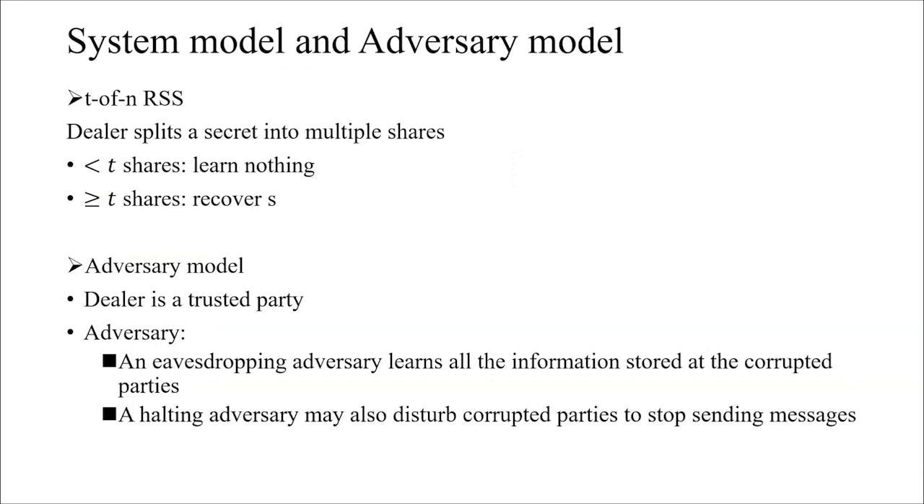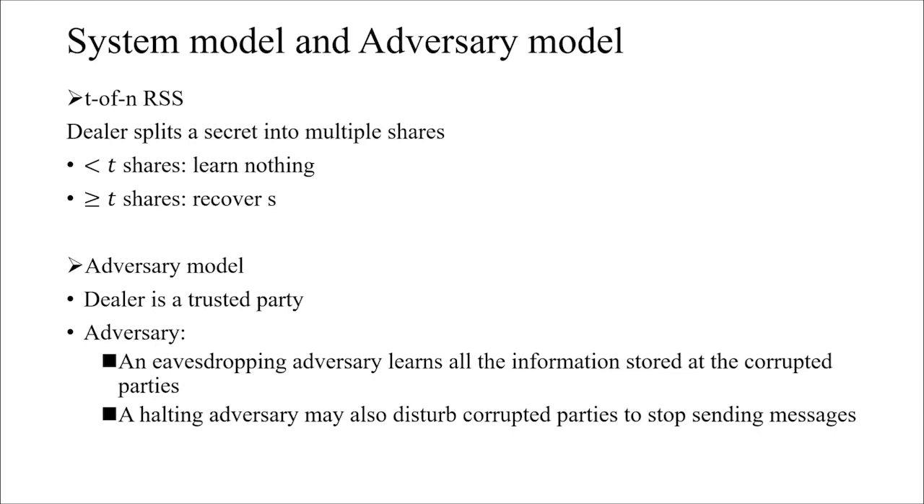Our scheme consists of a dealer and multiple parties. In TLN RSS, the dealer accomplishes the threshold by giving each party multiple shares, so that any group of T or more parties can together reconstruct the secret, but no group of fewer than T parties can.